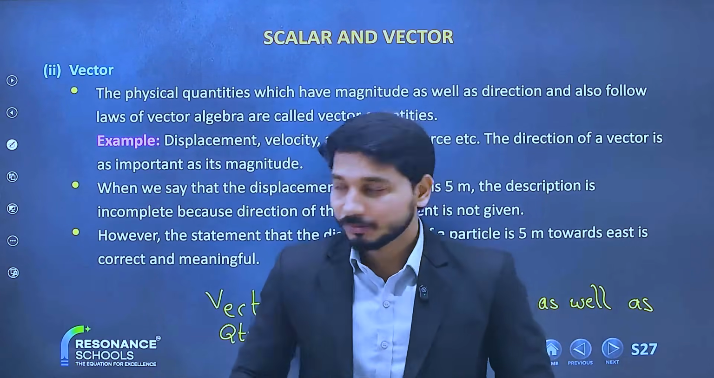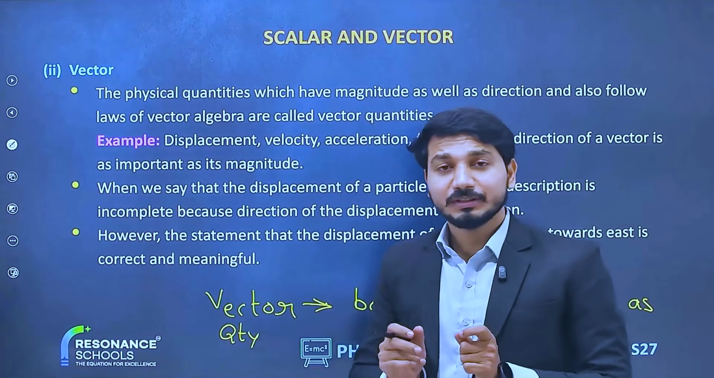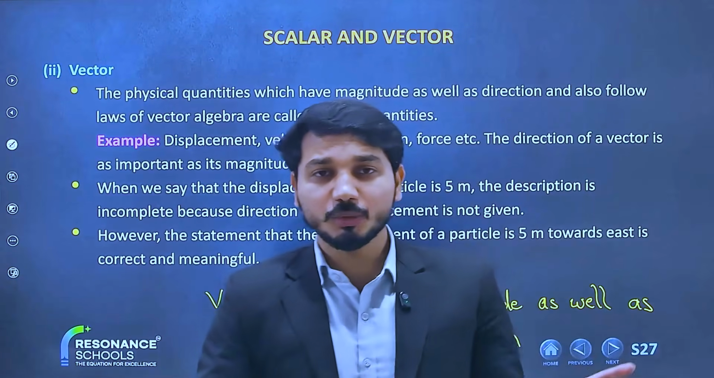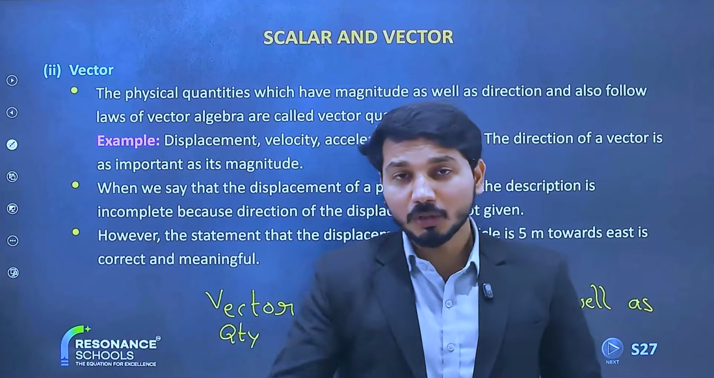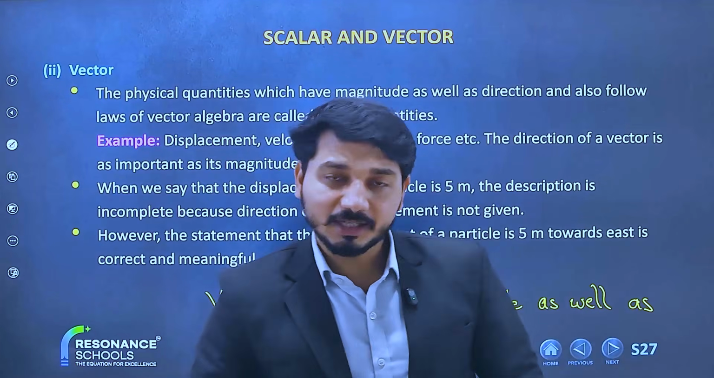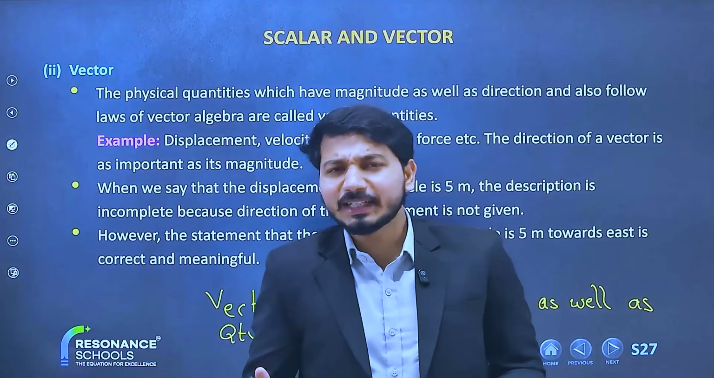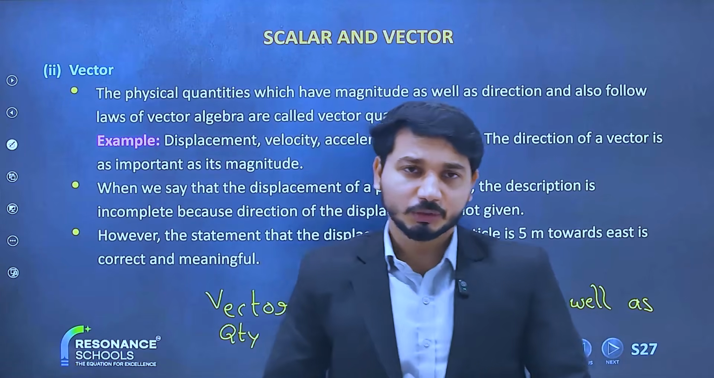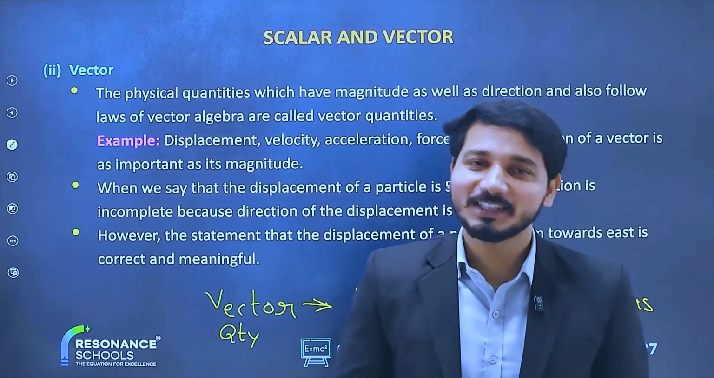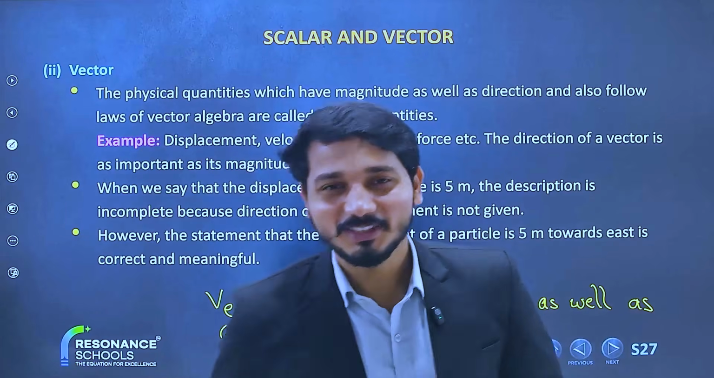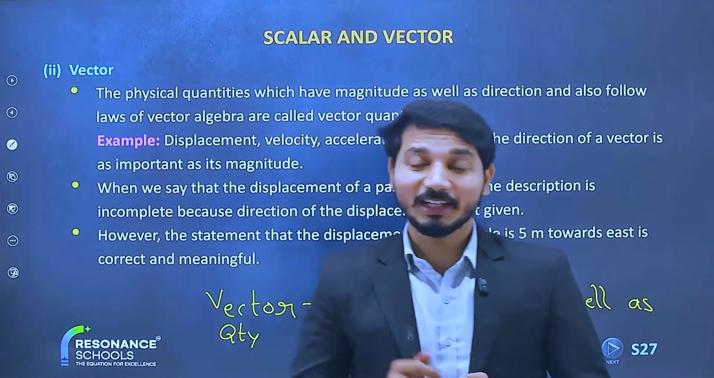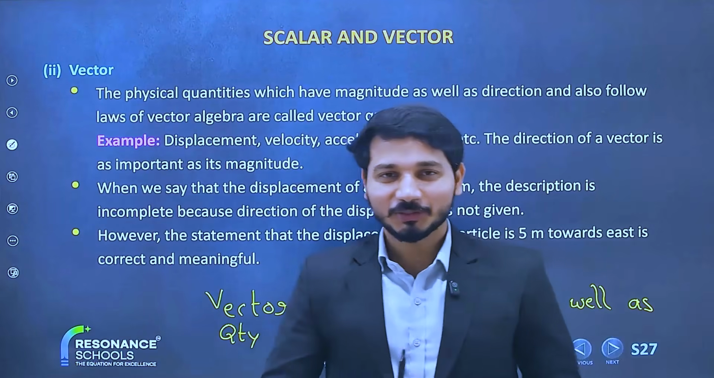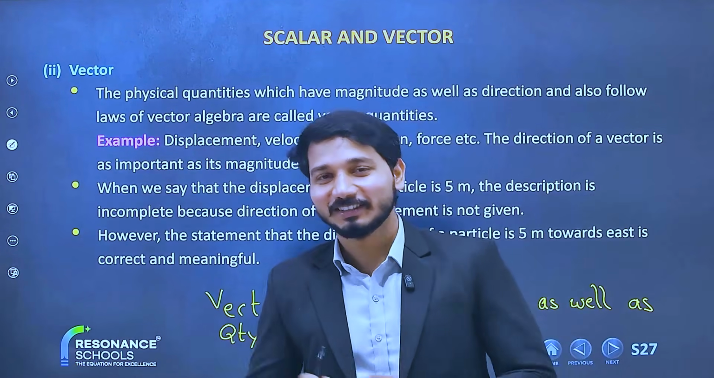Now listen. So we understood vector quantities means the quantities which have both magnitude as well as direction. But one more condition is there: it follows the law of vector algebra, or you can say vector addition or subtraction. So if you are having doubts, sir, what is vector algebra? Then my dear students, you will learn about vector algebra in grade 11 or in 9th. So have patience till then, right?